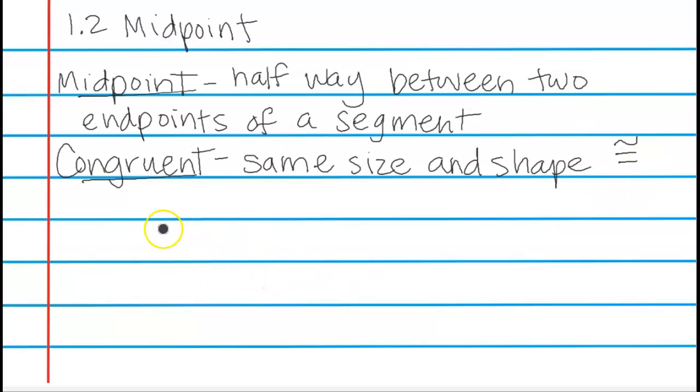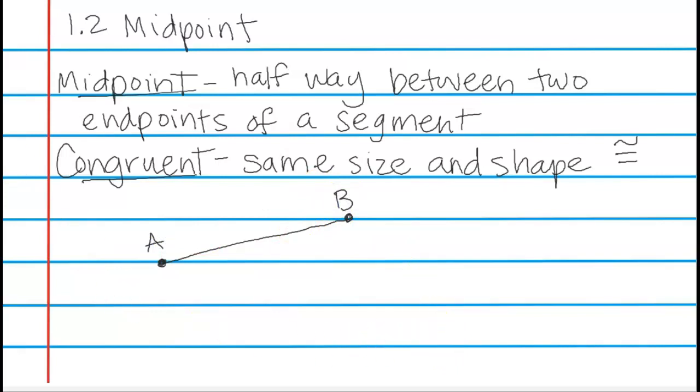All right, and then we want to draw a diagram to help us understand these two words. So I'm going to start by drawing my segment. So I said a midpoint is halfway between two endpoints of a segment. So I have my two endpoints here. And I'm going to name my endpoints with a capital letter, A and B.